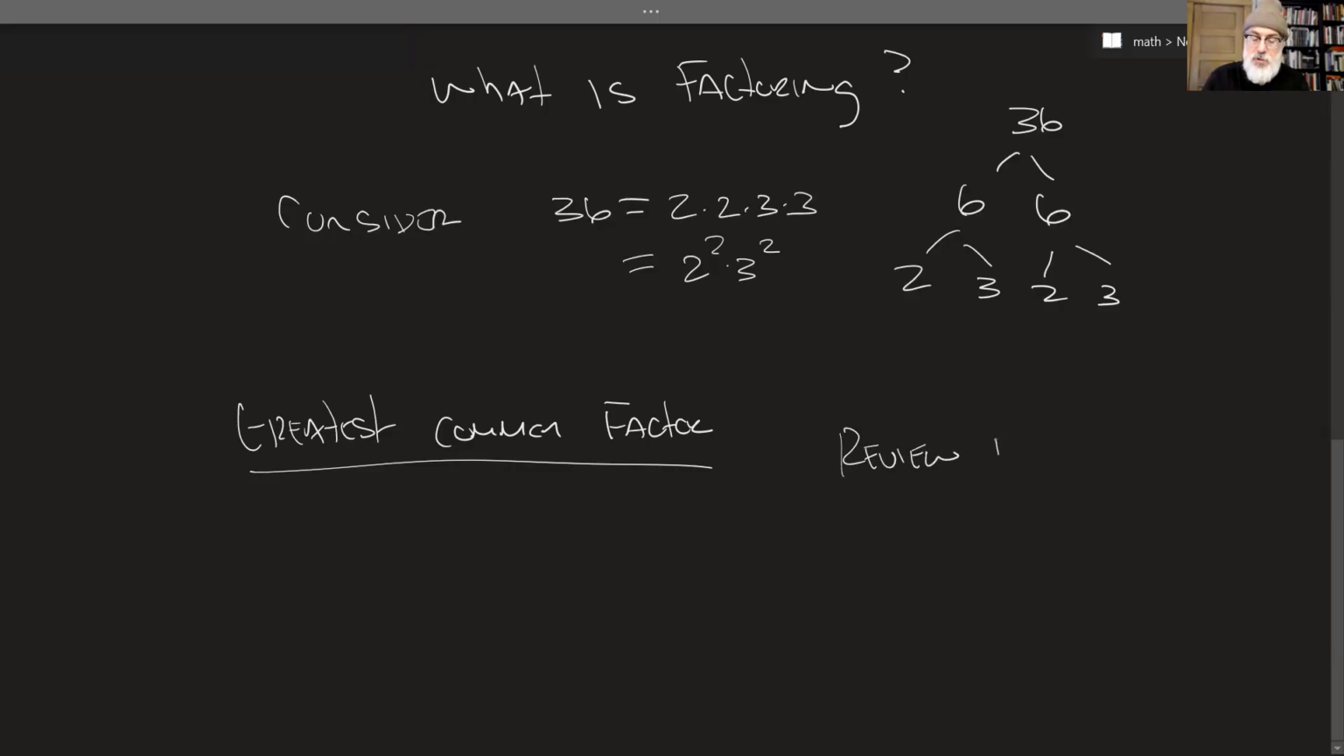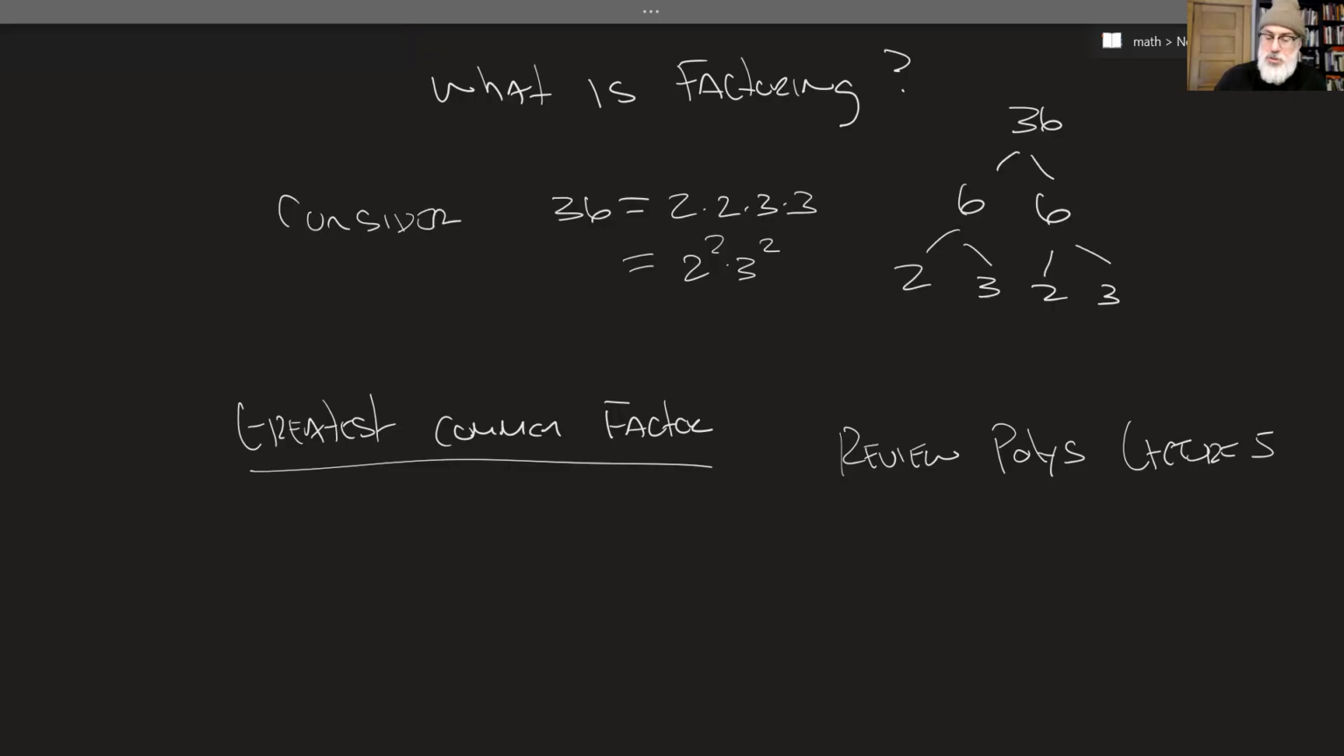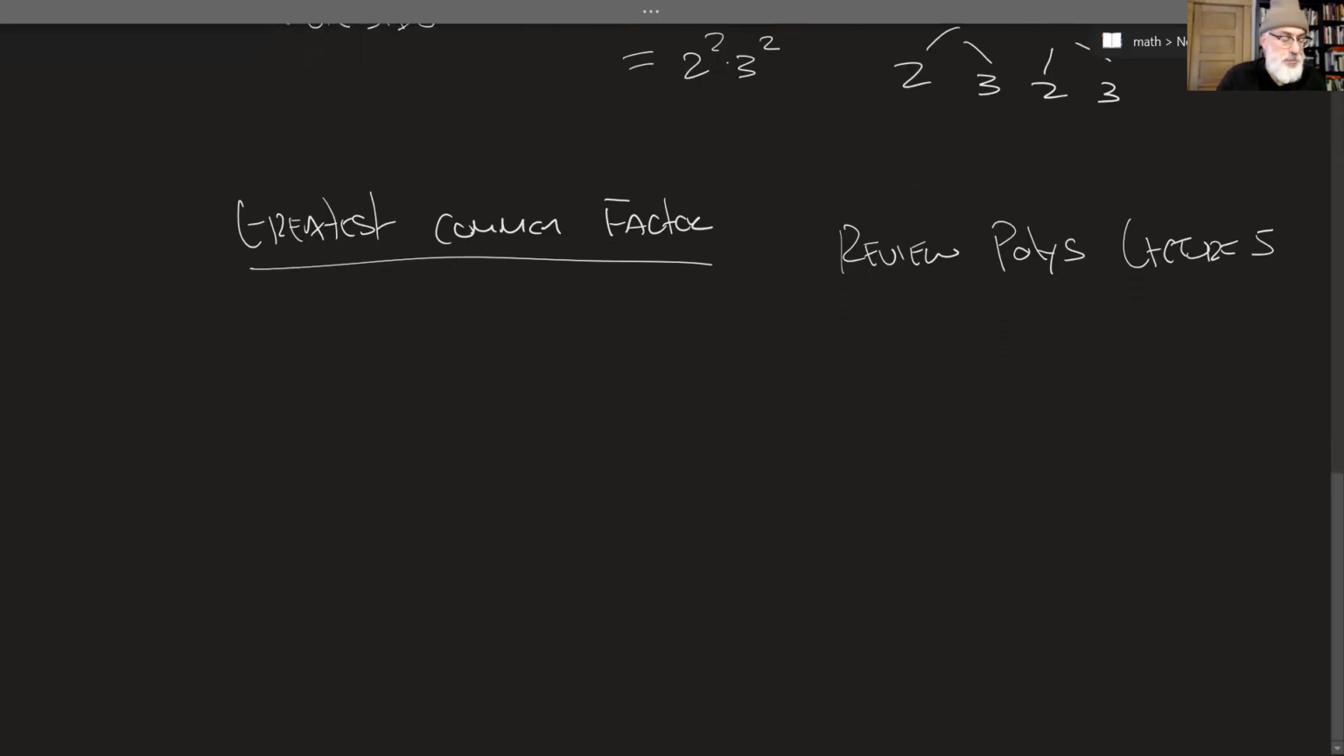Now, if you need a review of polynomials, see lecture 5. I'll put a link to it here. So we're going to assume you understand what a polynomial is. So here's our first example: 2x squared plus 4x. That's a polynomial expression. Now we want to take out what they have in common.